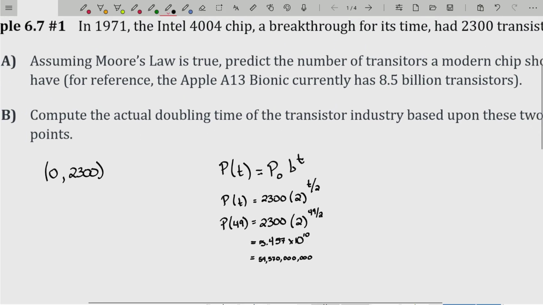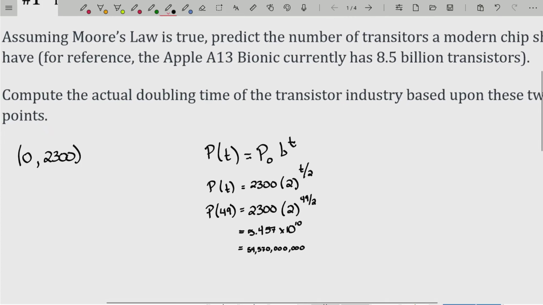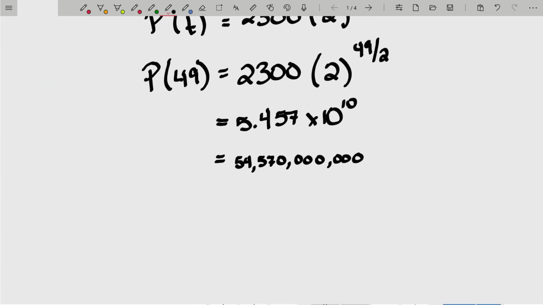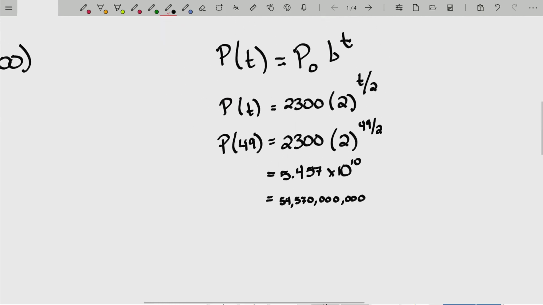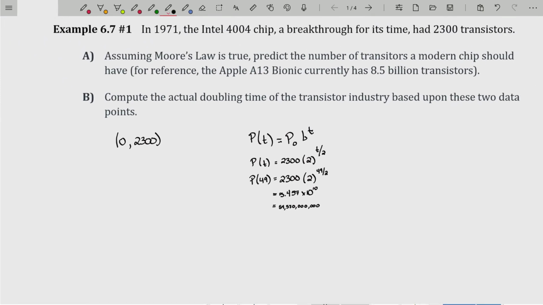For reference, again, the Apple A13 Bionic chip has 8.5 billion transistors, and that's actually one of the most dense chips out there. So it's a bit of an overshoot, which tells us that Moore's law either held for a little while and is slowing down, or really was never doubling every 2 years. Maybe it's every 2.5 years or something like that. And the reality is that a lot of people think that Moore's law is slowing down. So that's kind of the explanation there.